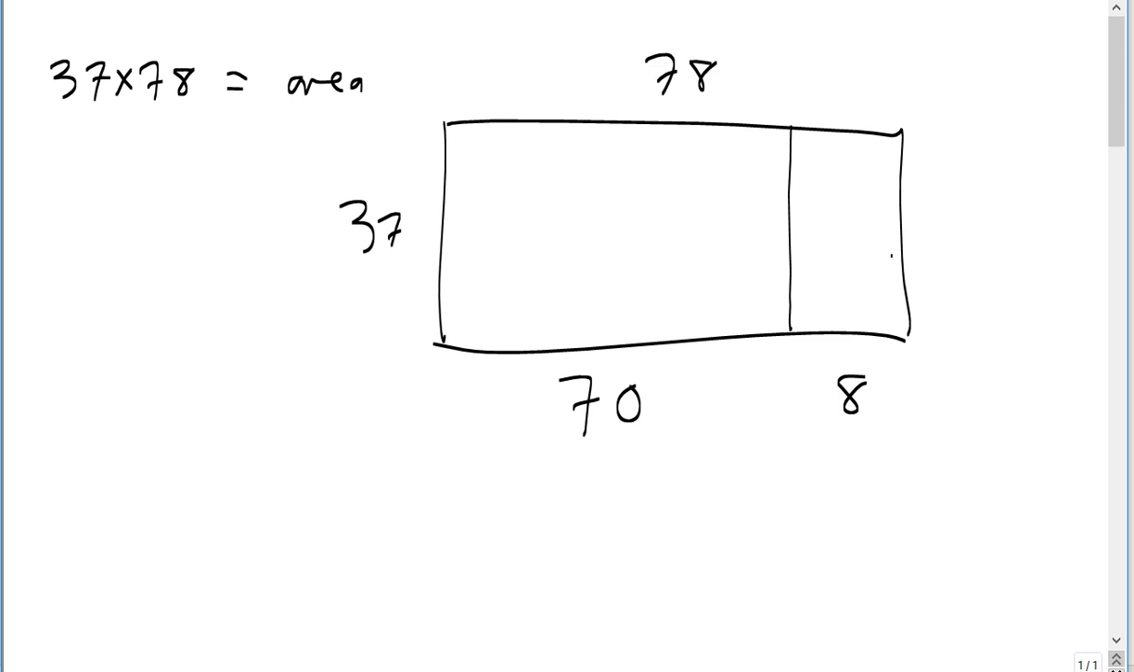Now, this is not to scale, fine. And you break 37 into 30 and 7. So forget about these for now. Now, I broke the whole rectangle into 4 pieces. 37 times 78 is going to be the area of these 4 pieces put together.